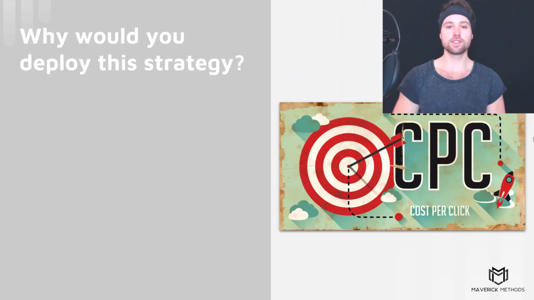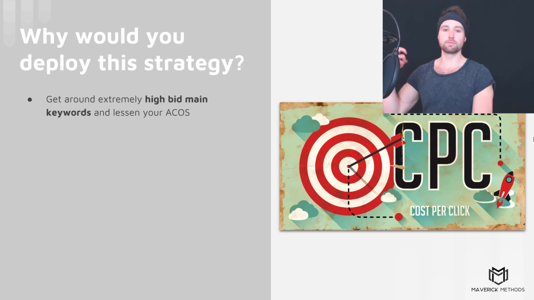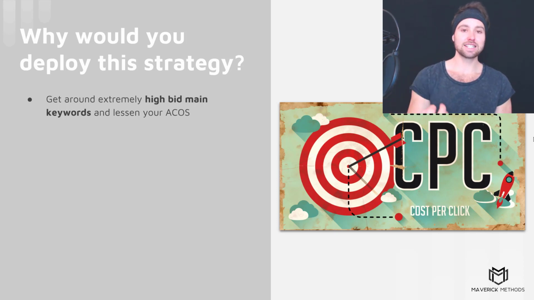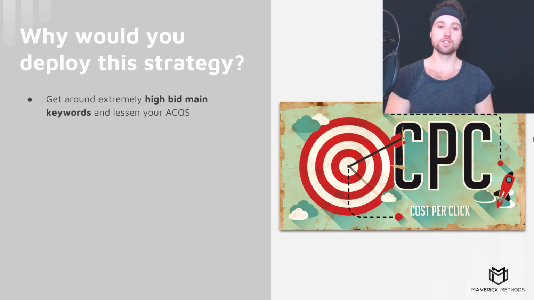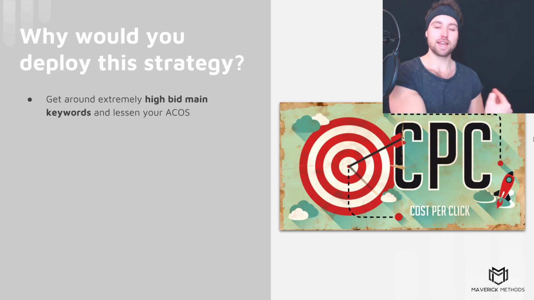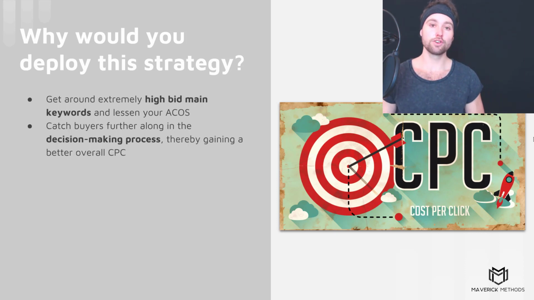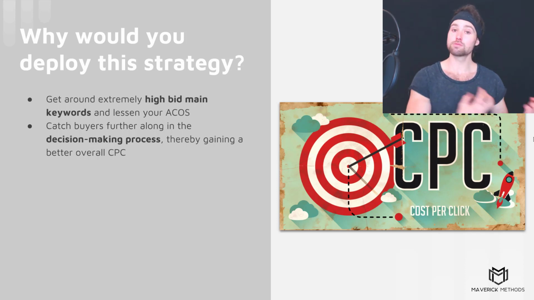So why would you deploy this strategy? Well, number one, you can get around extremely high bid domain keywords and lessen your ACOS. I think specifically now at the beginning, the intro of this new feature, if you use this, you should be able to retain a certain amount of sales while bringing down your cost on some of the main keywords. But you are going to need to target effectively, as we just discussed. You can catch buyers further along in the decision-making process, and I think this is key. You thereby gain an overall better cost per click.